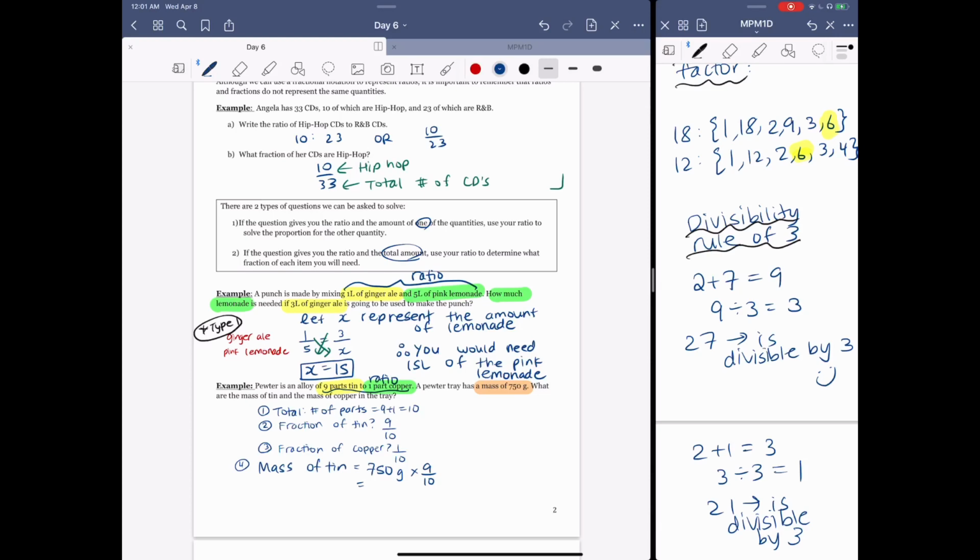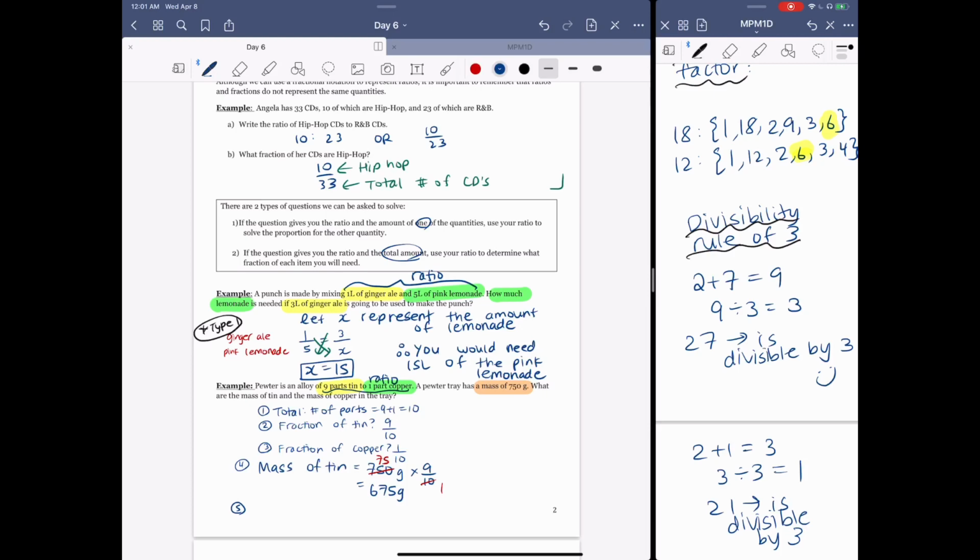Okay, you're going to go through the multiplication. So multiplying fractions, you're going to do 750 times 9 divided by 10. Or I could reduce my fractions ahead of time and then do 75 times 9, which is 675 grams. And you could use a calculator for that. Part 5. Well, if you were able to find the mass of tin this way, you could probably imagine that you could solve for mass of copper in a very similar way. So that's one way to do it.